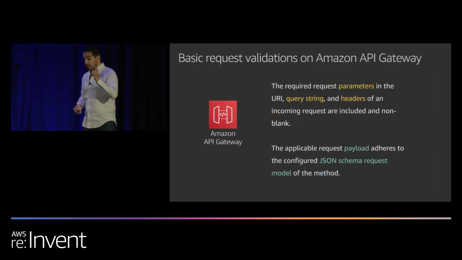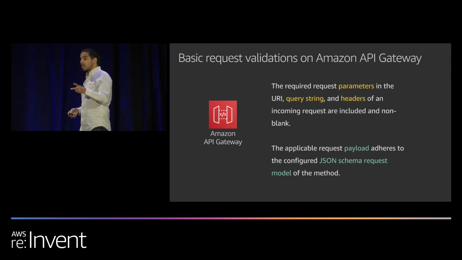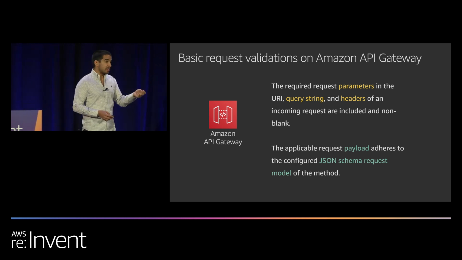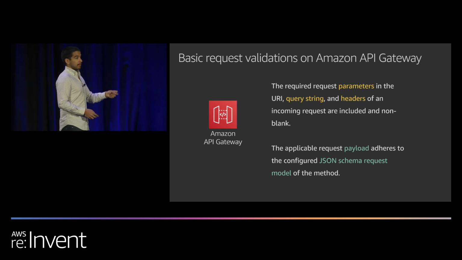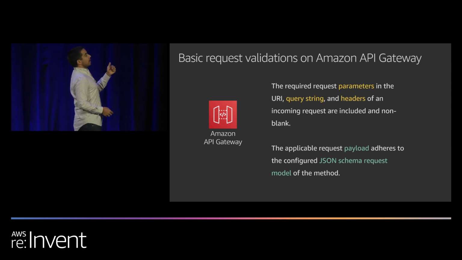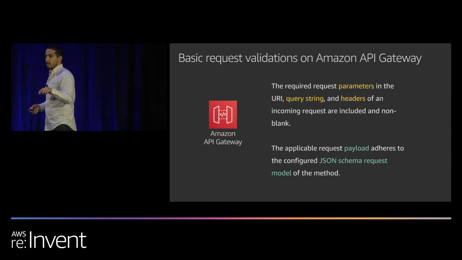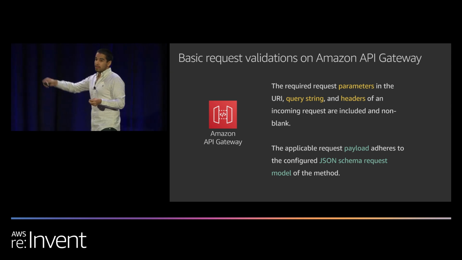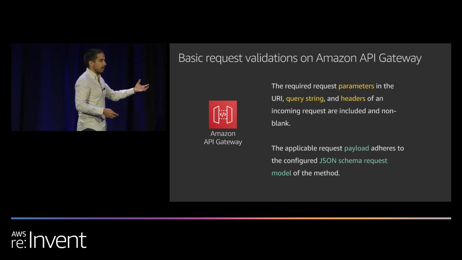One way that Amazon API Gateway can help you is with some basic request validations. There are only two things that you can do today with this. One is API Gateway can check whether the parameters, the query strings, and the headers exist in the request and they are non-blank. Otherwise, it can block that for you. And what's more important, it's going to check that the payload actually adheres to what you configured as the JSON schema request model in the specific method that you are accessing. This is a lot more powerful, and it means that at least the components of the request are similar to what your API is inspecting.